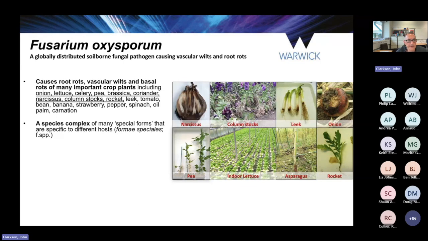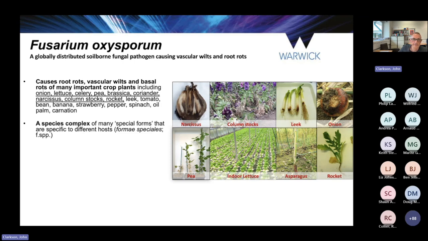Okay, so here's my standard introduction to Fusarium oxysporum. It's a globally distributed soil-borne fungal pathogen, and it causes a variety of different vascular wilts and root rots. On the right-hand side, those are some of the symptoms in some of the crops that we've worked with in terms of Fusarium diseases. And on the text on the left-hand side, you'll see Fusarium oxysporum can infect a wide range of crops. The ones underlined there are those that we've worked on currently or in the past.